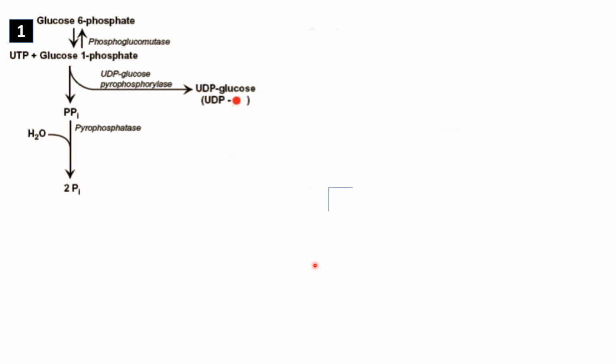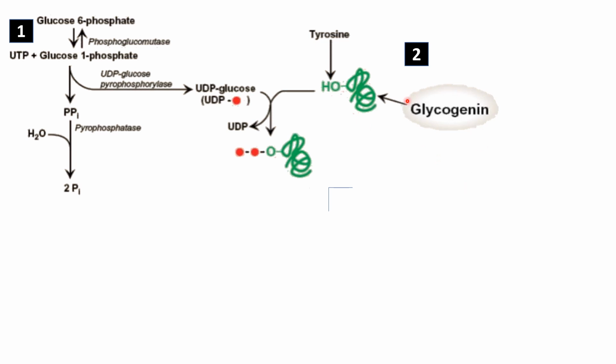الخطوة الثانية بعد تكوين اليوريدين دايفوسفيت جلوكوز هي the action of glycogenin. Now, glycogenin is a protein molecule that can serve as an acceptor of glucose molecule. The glycogenin has a specific affinity to glucose. لذلك وجود ال UDP glucose راح يكون مثل attraction for glycogenin to combine the glucose molecule.